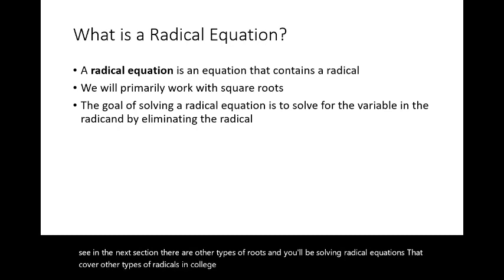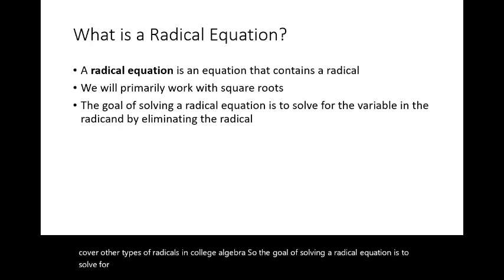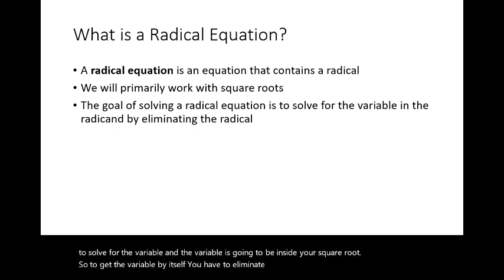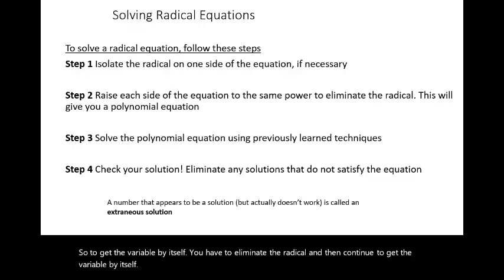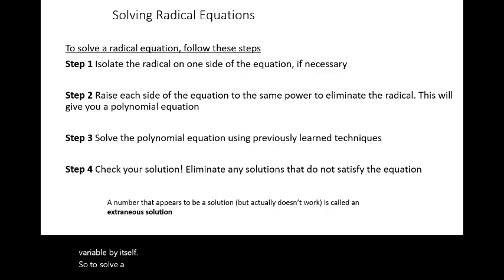So the goal of solving a radical equation is to solve for the variable, and the variable is going to be inside your square root. To get the variable by itself, you have to eliminate the radical and then continue to get the variable by itself. To solve a radical equation, we're going to use these four basic steps.